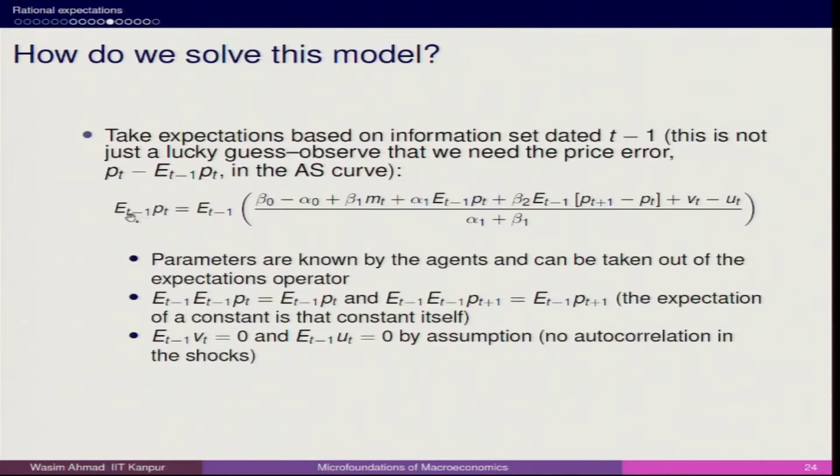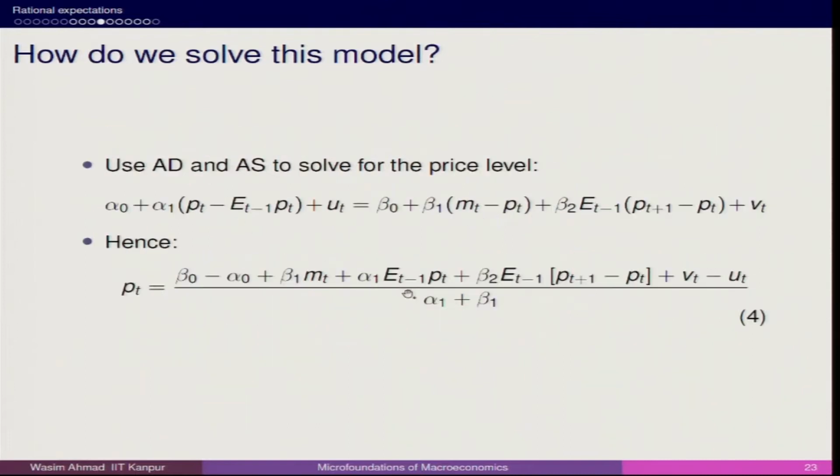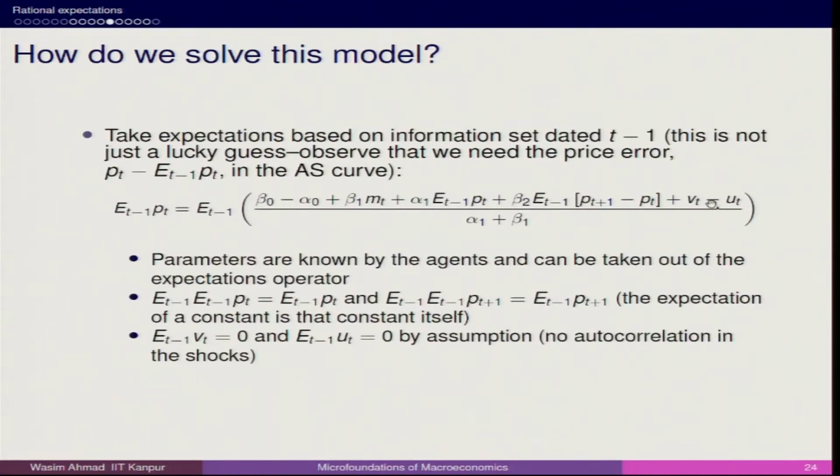If we are going to think about the adjustment of price, we take expectations conditional on the information set dated t minus 1. Since we already have P_t minus E_{t-1} P_t in the aggregate supply, let us find that out first. If we introduce the expectation operator to this equation, it is bound that this term will be 0 and this term will be 0, because we have assumed that the mean is 0 and the variance is constant.